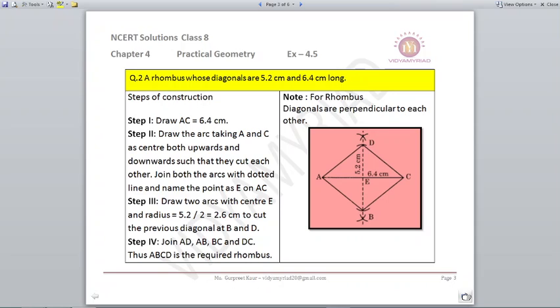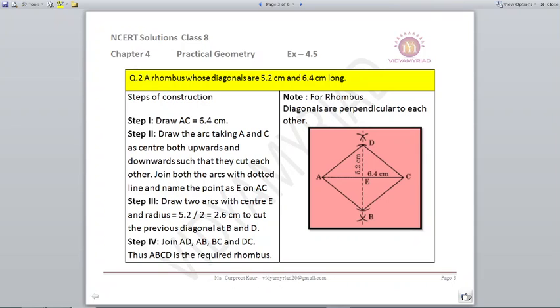For that, first draw AC as 6.4 centimeters. After that, taking the centers as A and C, open your compass and cut the arcs upwards as well as downwards and draw the line using those arcs. The point where it crosses AC, name it as E.